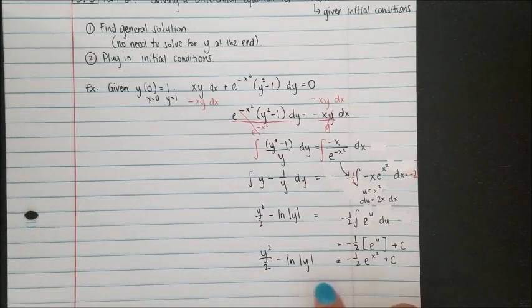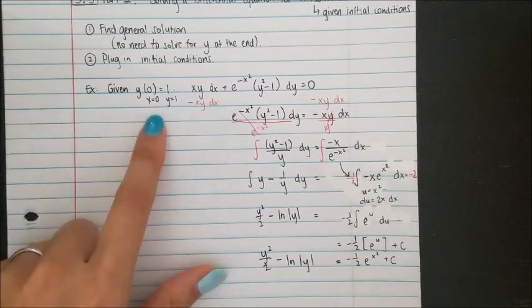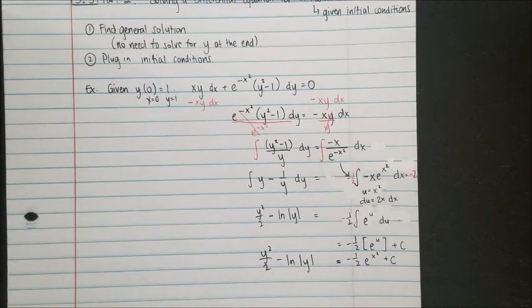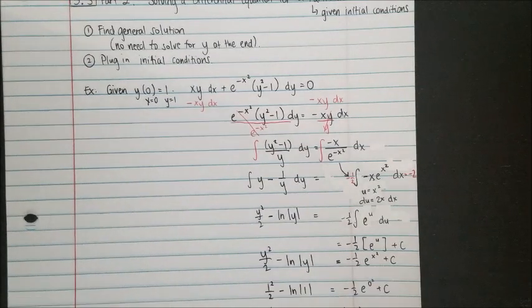At this point, now that we've integrated on both sides, we just need to plug in our initial conditions. So anywhere I see x's, I'm going to plug in 0. Anywhere I see y's, I'm going to plug in 1. And remember, the goal is to solve for c. Okay, so plugging in 1 for y and 0 for x's, I'm going to simplify.